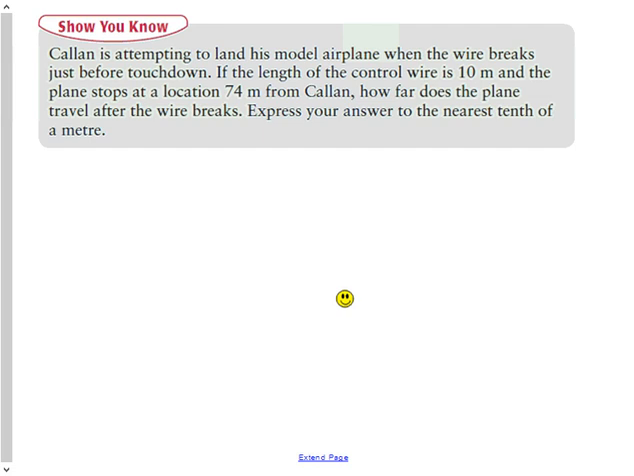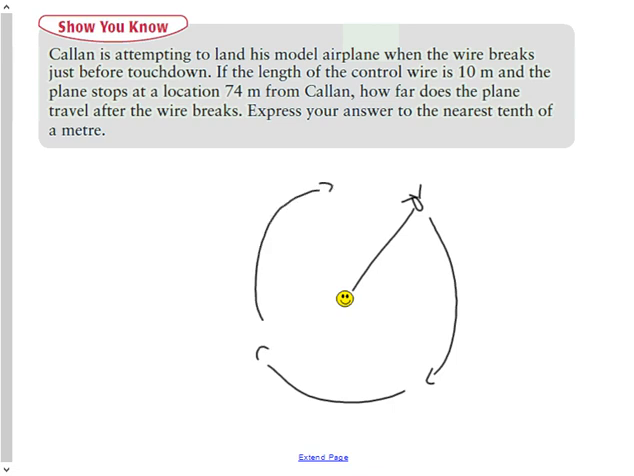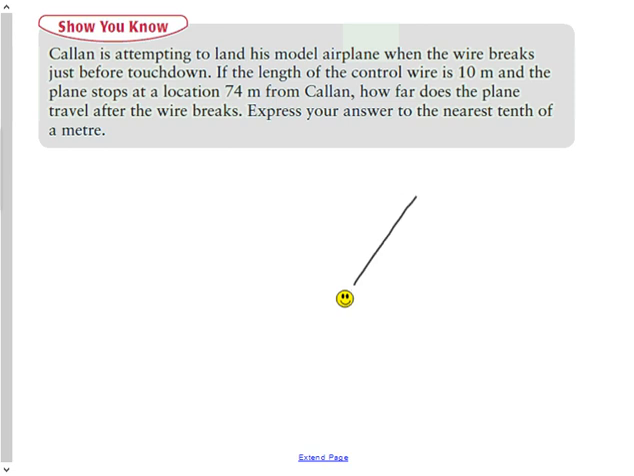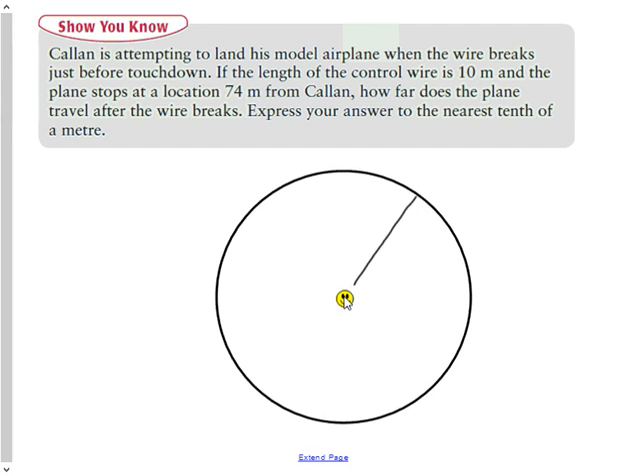For those of you who've never seen a model plane, it's on a wire. He's got it in his hand, and it's got these little wings on it, and it goes around in a circle equal to the length of the wire, right? So it just goes around Callan equal to the length of the wire. What you need to do is just draw a circle here and see if you can figure that out. Press pause and press unpause when you're ready.